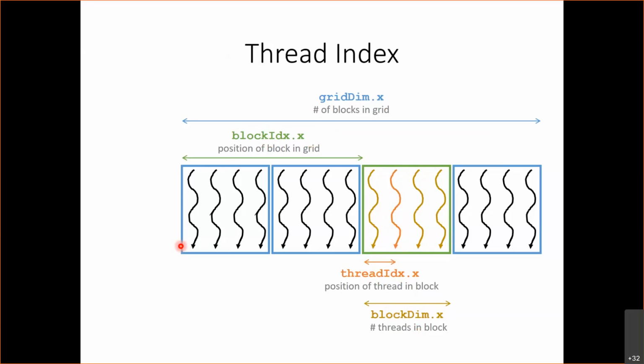Okay? Now, if I want to find the index of this orange thread with respect to the beginning of the grid, in other words, its global index, then what I would do is take the block index, which is 2 blocks, multiply it by the block dim, which is 4. That gives me 8 threads. And then I would add threadIdx.x, which is 1. So the index of this thread would be 9. Okay? And that's going to be important.